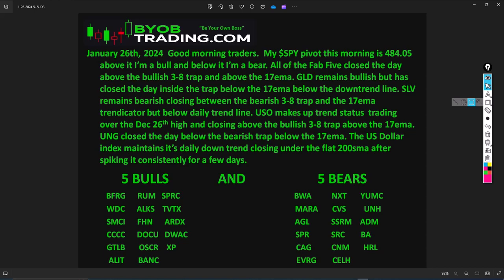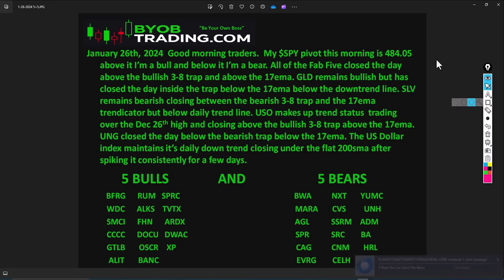My SPY pivot this morning, that is not my SPY pivot, but we can use that one anyway. That's a target. All of the Fab 5 closed the day above the bullish 3-ace trap and above the 17 EMA trend indicator. Gold remains bullish and has closed the day inside the trap below the 17 EMA trend indicator and below the downtrend. Silver remains bearish, closing between the bearish 3-ace trap and the 17 EMA, but below the daily downtrend line.